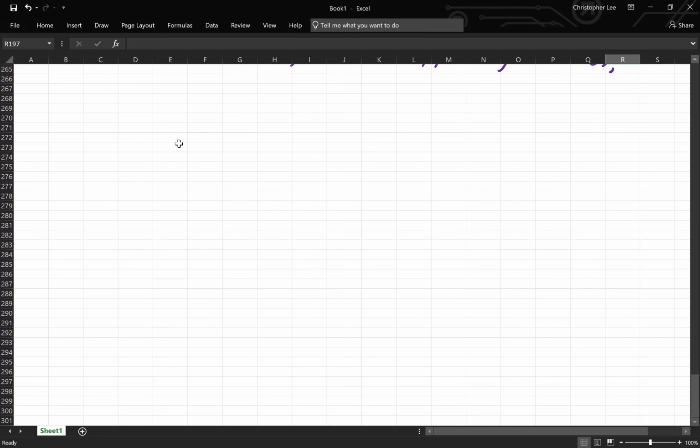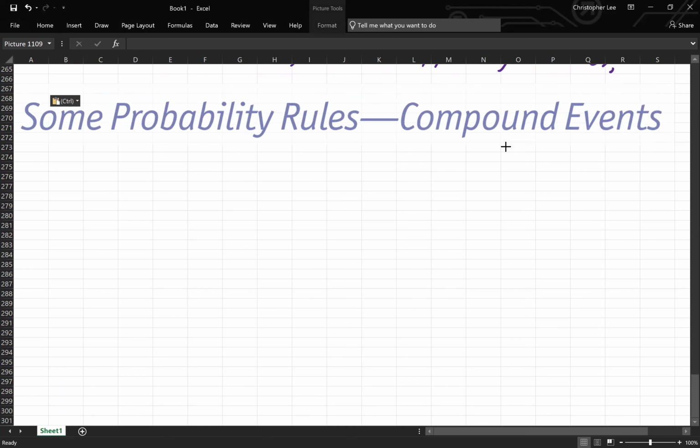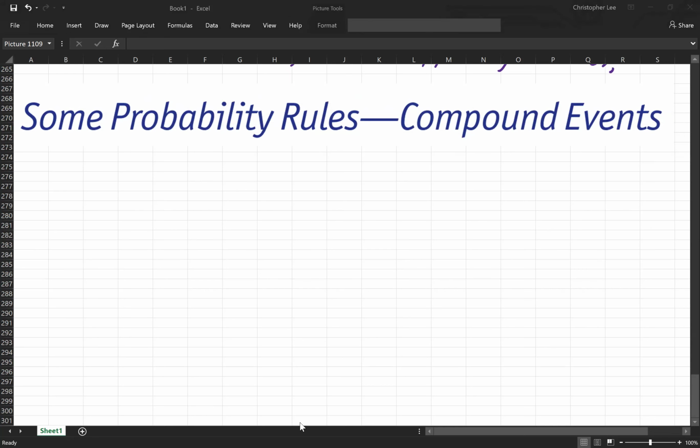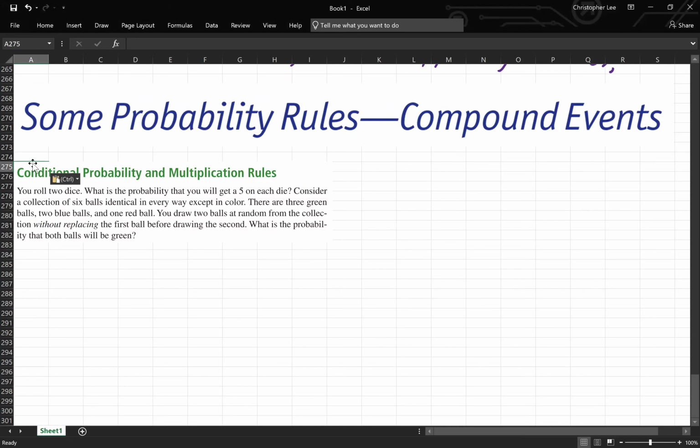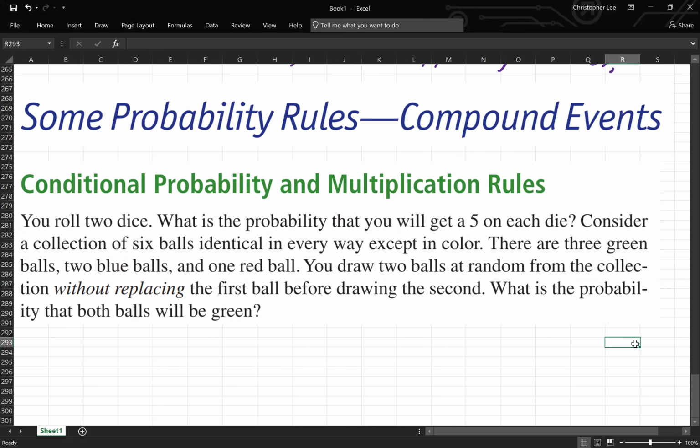All right, so now we're gonna jump into probability today. We're gonna look at some probability rules, compound events. Good stuff. Interpret some of this for you. So we're going to talk about conditional probability and multiplication rules.